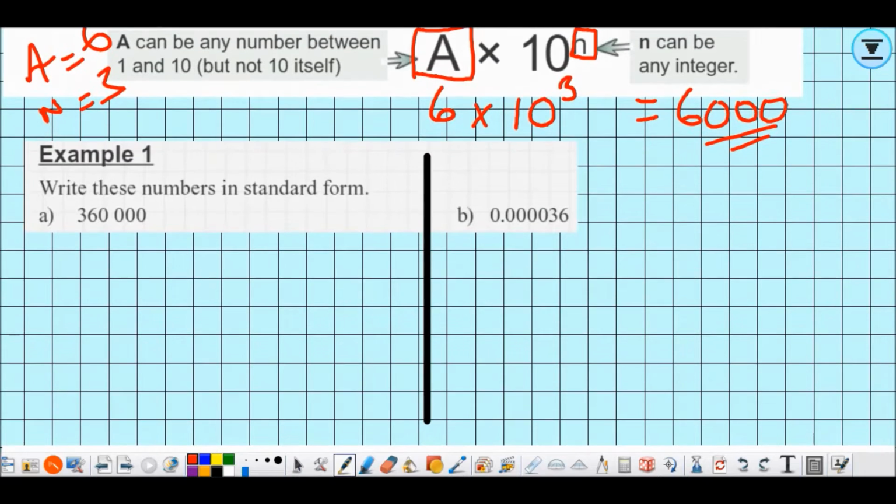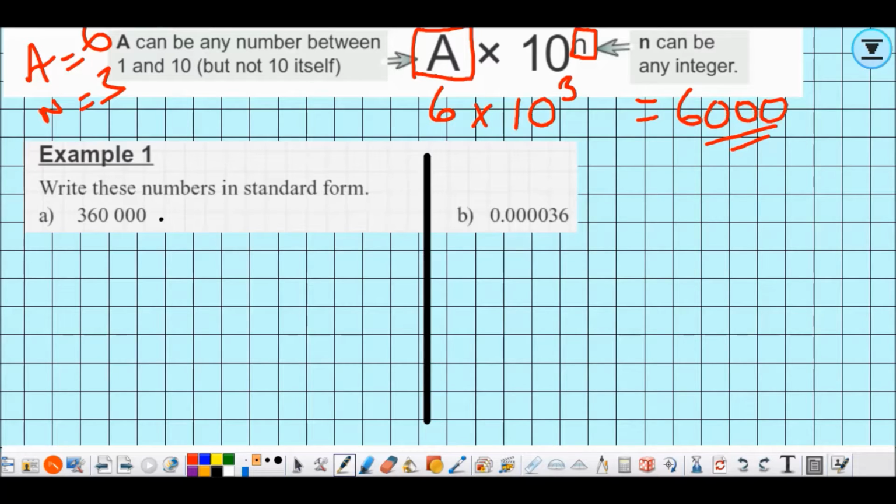So we've got two numbers to start off with. We've got 360,000 and we've got 0.000036. So let's look at the larger one first. At the minute, we don't write this, but our decimal point is just sitting after that last 0. So that's where my decimal point sits in this number at the minute. Like I say, if it's a whole number, we don't write the decimal point.